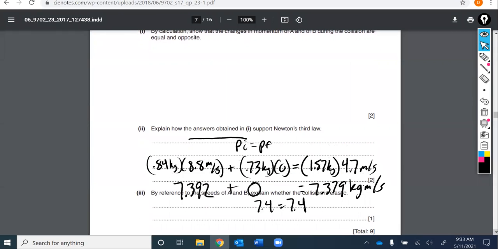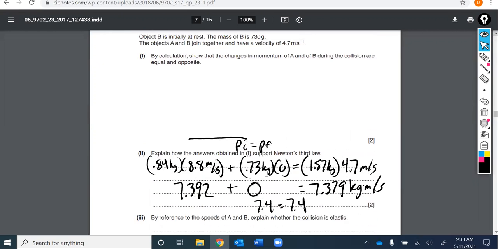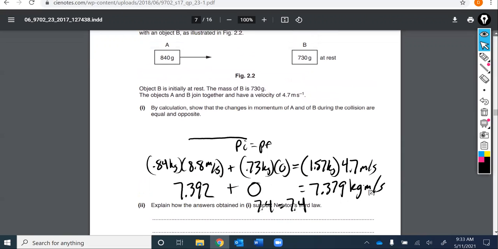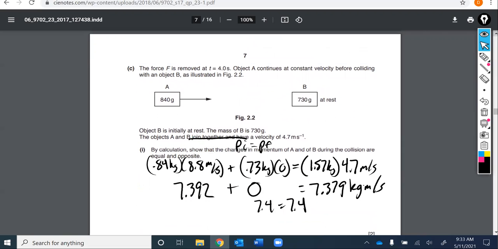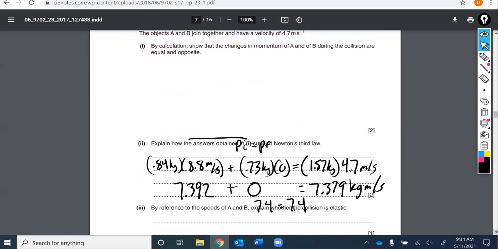This one says by reference, explain how the answer is obtained in one support Newton's third law, right? So we have forces exist in pairs, equal in magnitude, opposite in direction. And so the force that A exerts on B is equal and opposite to the force that B exerts on A, such that the total momentum is conserved.